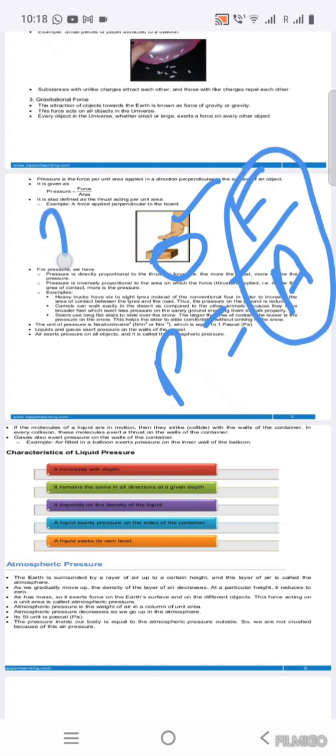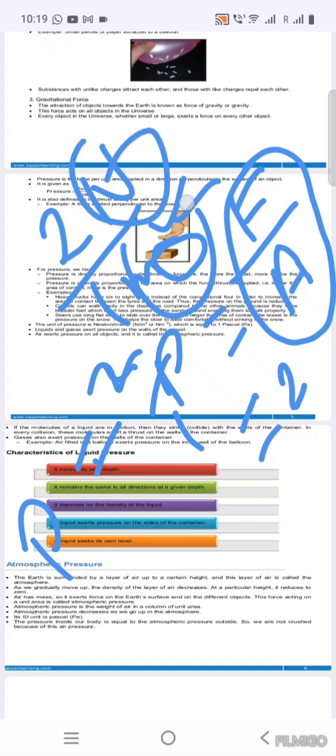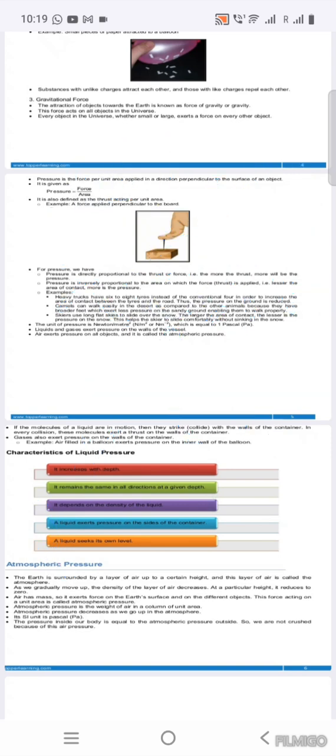If I take the example that the value of force is 2 Newton and the area is 1 meter square, then what will be the value of pressure? That is 2 upon 1, that is 2 Newton per meter square. Okay.